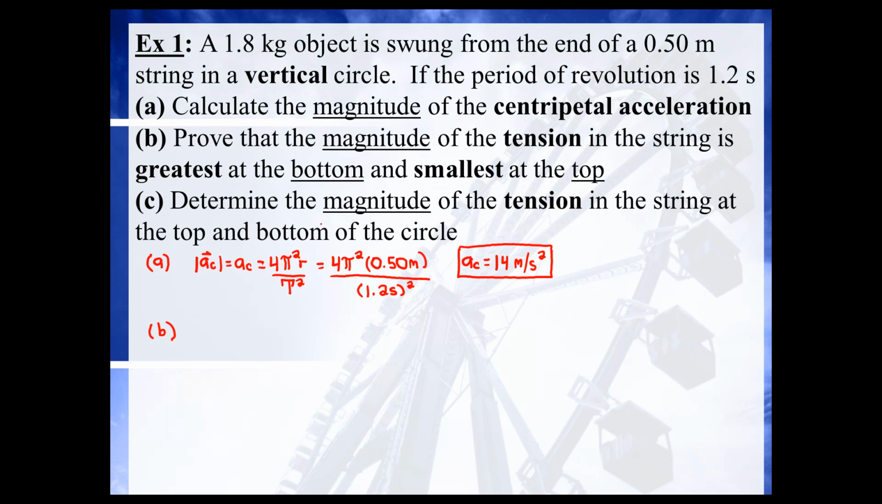B says prove that the magnitude of the tension in the string is greatest when you're at the bottom of the circle and smallest when you're at the top. Okay, so let's start off by drawing a free body diagram and mass acceleration diagram to represent the motion. So I'll do a free body diagram of this object at the bottom of the circle, and the corresponding mass acceleration diagram. And let's just use a dashed line to represent what the circle looks like. So I'll just choose to do this in purple. So let's say this is the center of the circle. Same thing, we'll do the center of the circle here.